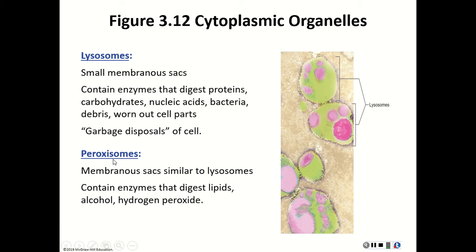Another kind of membranous sac that also has enzymes, but a different set of enzymes, is known as a peroxisome. These enzymes can digest lipids, alcohol, and hydrogen peroxide. These peroxisomes are, for example, found a lot in the liver. So the liver is responsible for detoxifying alcohol and hydrogen peroxide. So anybody with liver problems would have a defect in the ability to detoxify alcohol and hydrogen peroxide.